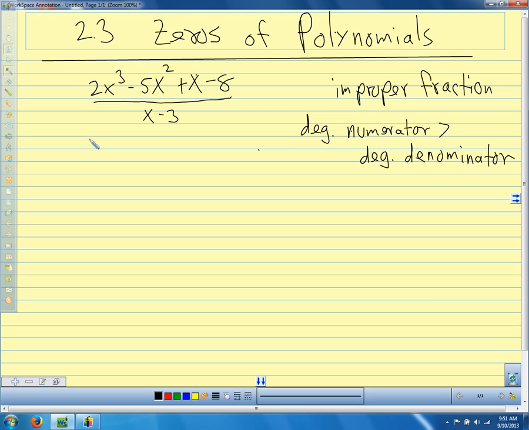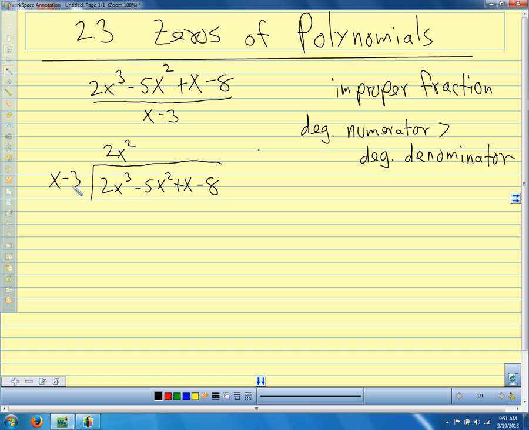So long division, very easy, very algorithmic. You shouldn't be afraid of it. It's not that bad. X minus 3, I'm going to set it up just like we did division problems in elementary school. And the way I do this is I say, what do I have to multiply x by to get 2x to the third? 2x squared. Write that up here.